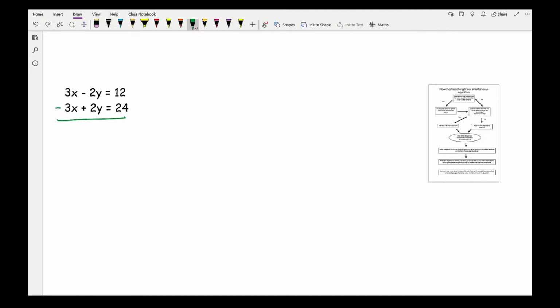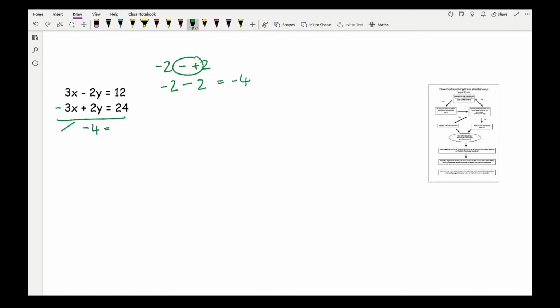Now again, at this stage, one of your letters should disappear. If it doesn't disappear, you've probably done something incorrect. Where you've added, you should have subtracted, or where you subtracted, you should have added. But one of your letters at this stage should disappear. So 3x take away 3x is nothing. Minus 2 minus positive 2, well, they become a minus. So I've got minus 2y, which equals minus 4.